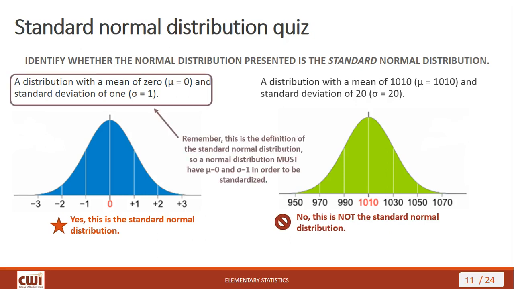Remember that the definition of a standard normal distribution is a normal distribution with a mean value of 0 and a standard deviation of 1. If you don't have those pieces in place, you do not have a standard normal distribution.